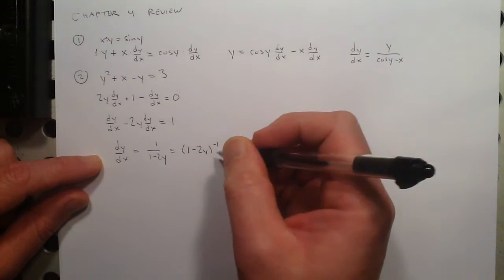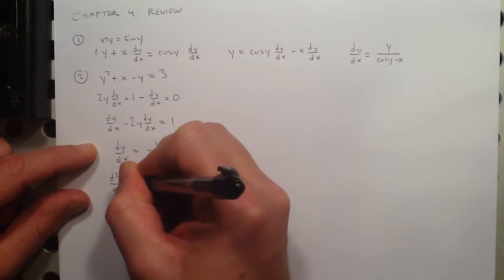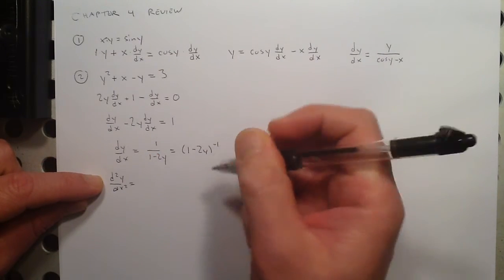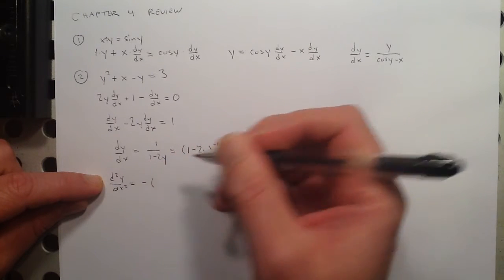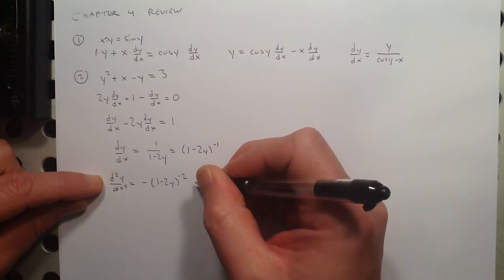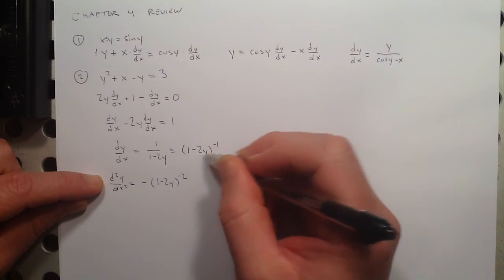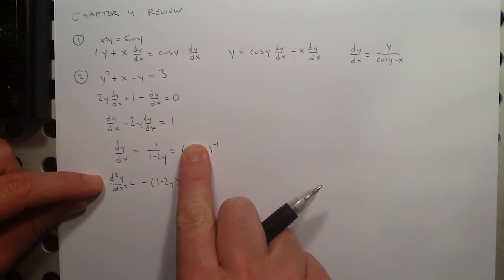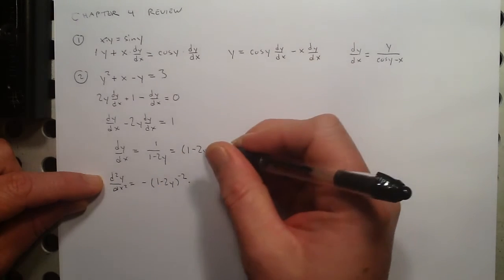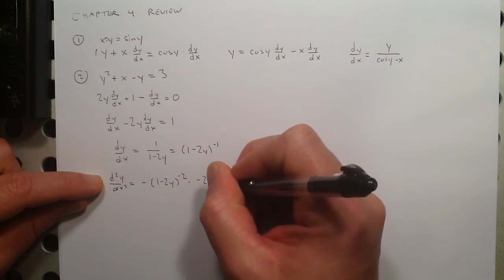Okay, now we're finding the second derivative, so I'll take the derivative again. So the derivative of dy dx is the second derivative, and then the derivative of this would be minus 1 times 1 minus 2y to the minus 2 times the derivative of what's inside. There's nothing pops out yet because I haven't taken the derivative of a y yet, right? That's just the chain rule. Just taking the derivative of something to the minus 1. And then multiplying by the derivative of what's inside, that would be minus 2 dy dx.